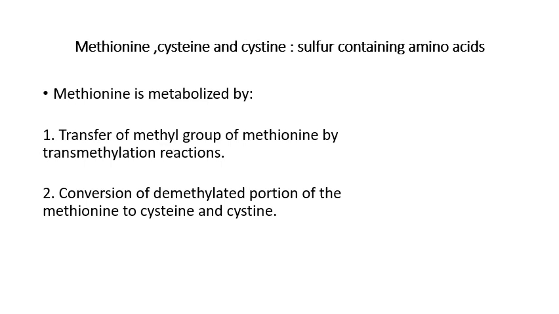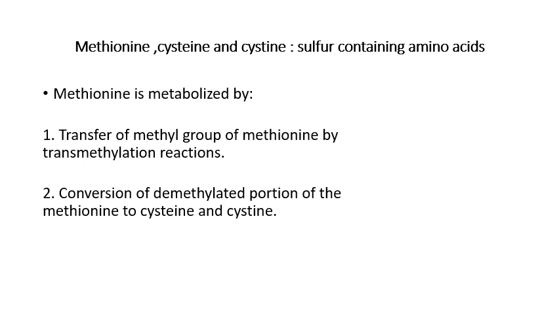So there are 3 sulfur-containing amino acids: methionine, cysteine, and cystine. These 3 are the sulfur-containing amino acids. Among these, methionine is an essential amino acid, whereas cysteine and cystine are non-essential amino acids. So from methionine, cysteine and cystine can be synthesized with the help of another non-essential amino acid, serine.